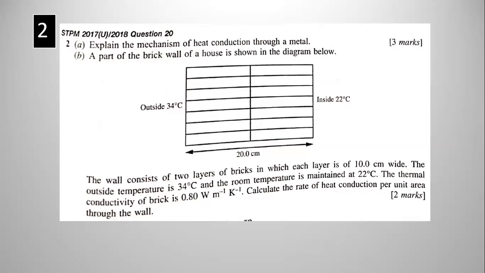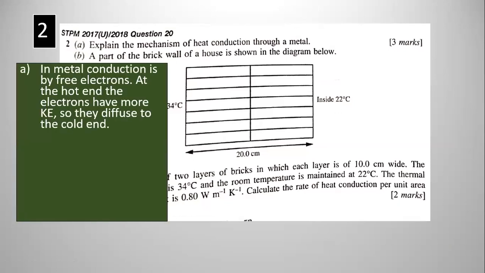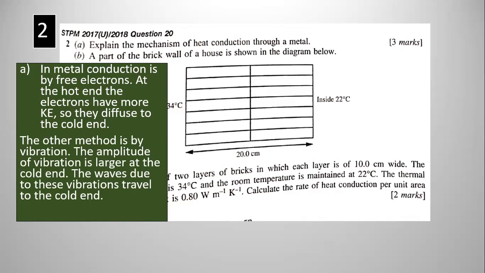Explain the mechanism. You can see there the first question is to explain the mechanism. Free electrons at the hot end have more kinetic energy, so they diffuse to the cold end. And then the vibration at the hot end is of greater amplitude, so the waves travel to the cold end.